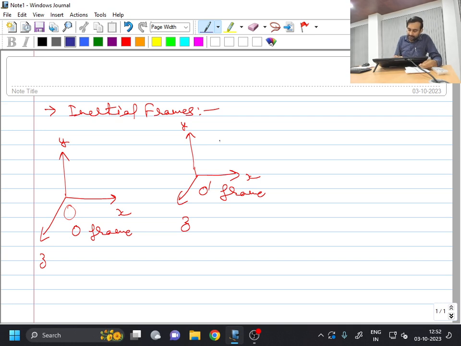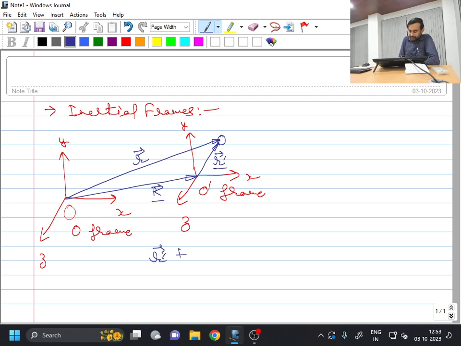Now if I consider some fluid particle here, let me write that this fluid particle has position vector r with reference to frame O, and position vector r dash with reference to frame O dash. And let's also consider that frame O dash has position vector capital R. So in this triangular system I can apply the vector law of addition: r dash vector plus R vector forms my position vector r vector.